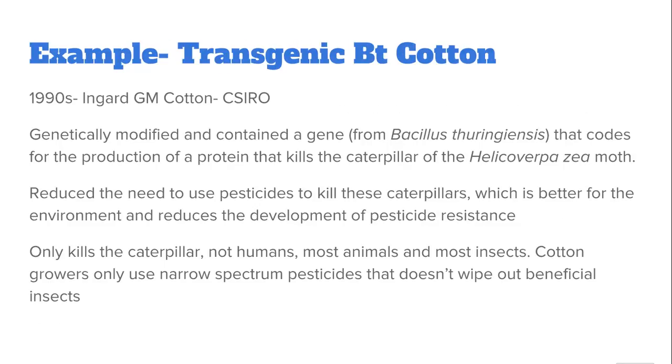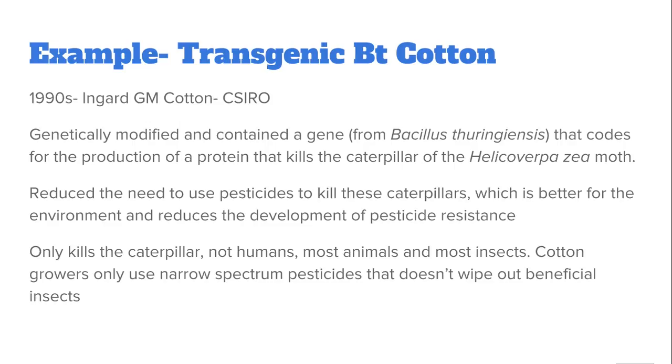One example which I'll discuss, and then you'll need to find a second example in class for the research task, is what we call Bt cotton, and that was produced in the 1990s in collaboration with some American scientists and the CSIRO. The reason it's called Bt cotton is that a gene from Bacillus thuringiensis was incorporated into a cotton species, and that gene coded for the production of a protein. That protein was important as it allowed the caterpillar of the Helicoverpa moth to be killed when that protein was ingested by the caterpillar.